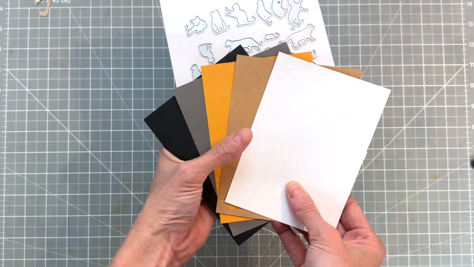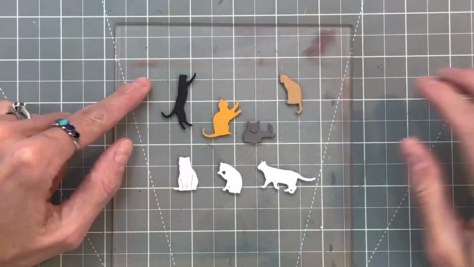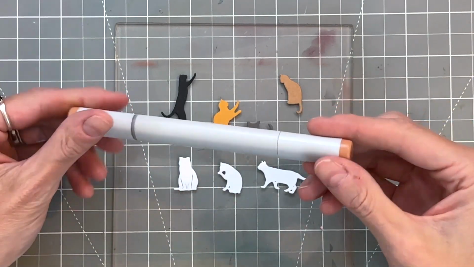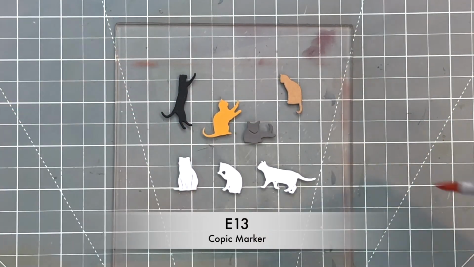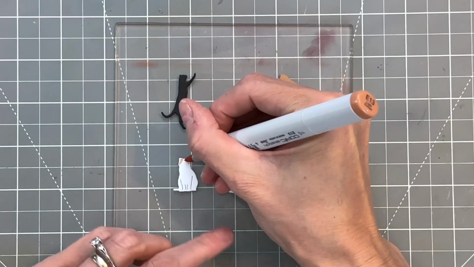So I have five different cardstocks here, a white and orange, a craft, and a black and a gray. Went ahead and die cut my cats out, and now we're gonna add some details. Gonna start with a Copic marker. This is E13, and I'm gonna color this cute little white cat here sitting.